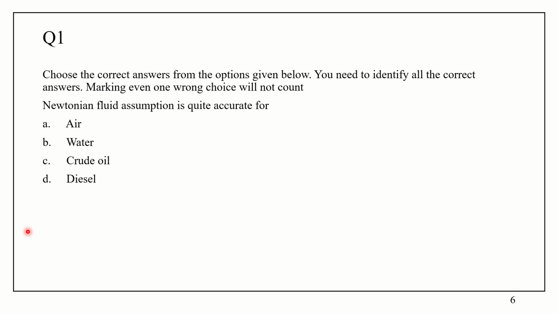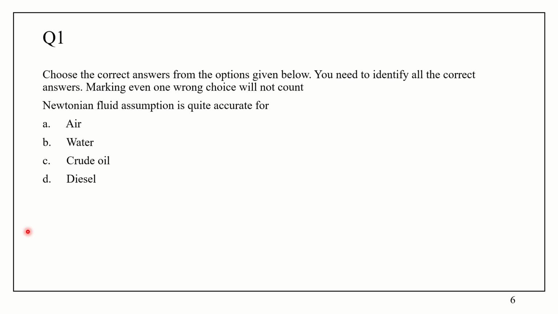So for air, if we see, air is a Newtonian fluid in the gaseous form. And second, water. Water also, we know that it is a Newtonian fluid. Its viscosity is constant irrespective of the applied shear.